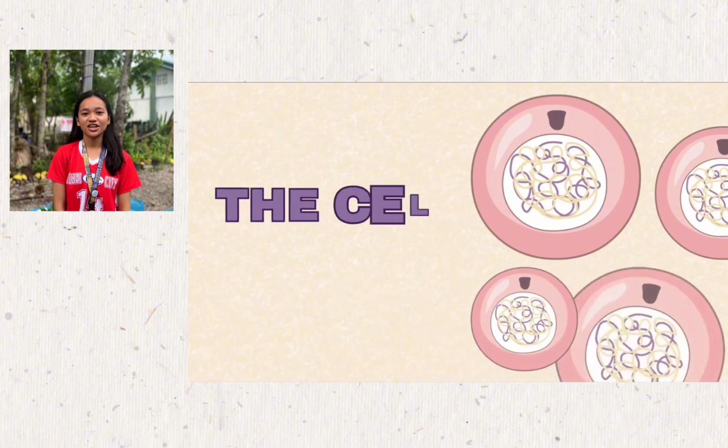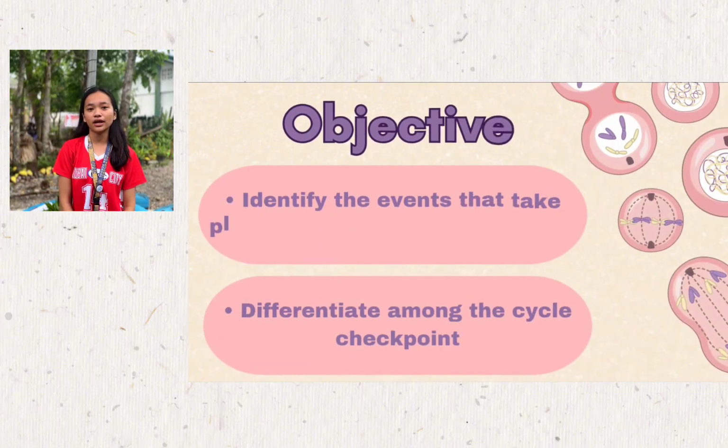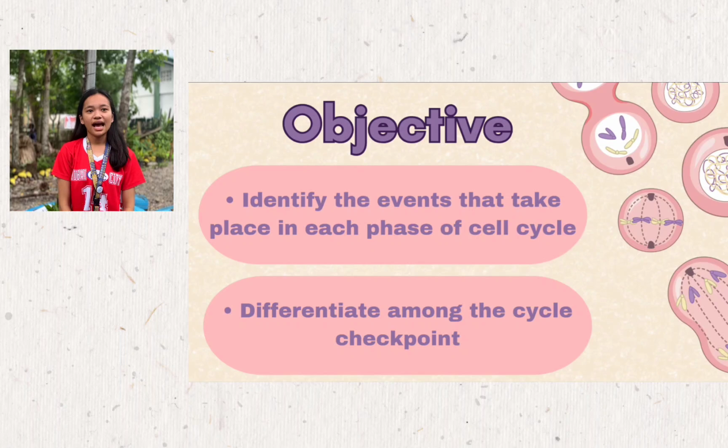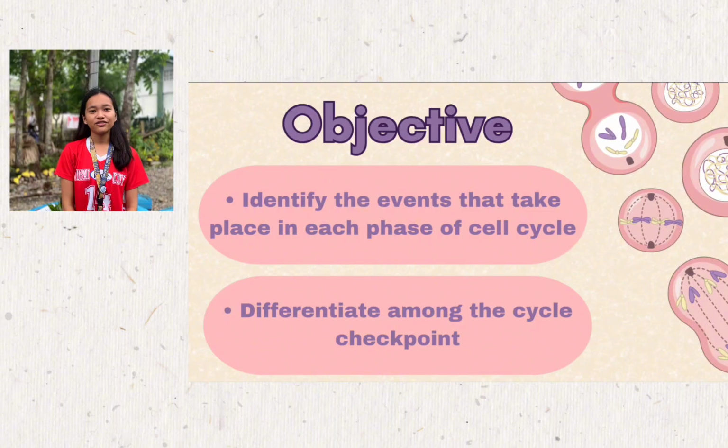Our first lesson is the cell cycle. But before we tackle this lesson, we will be knowing our objectives. Number 1, identify the events that take place in each phase of the cell cycle. Number 2, differentiate among the cell cycle checkpoints.